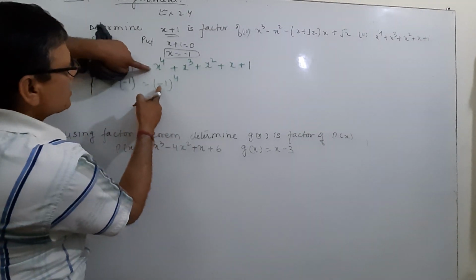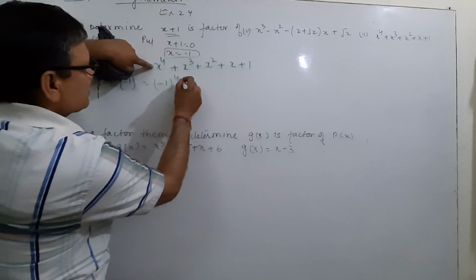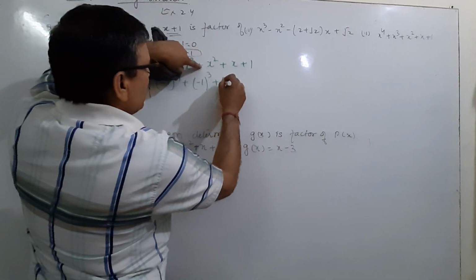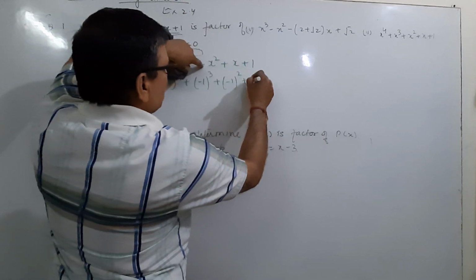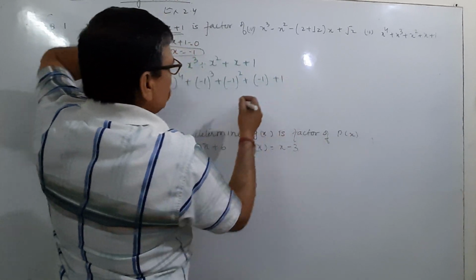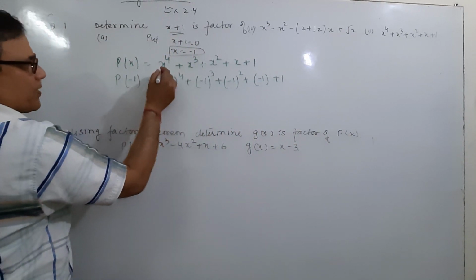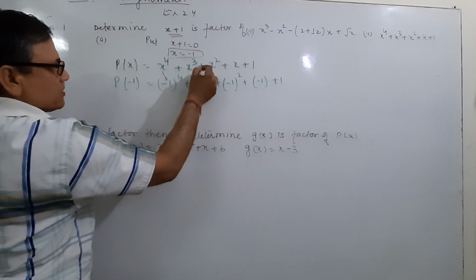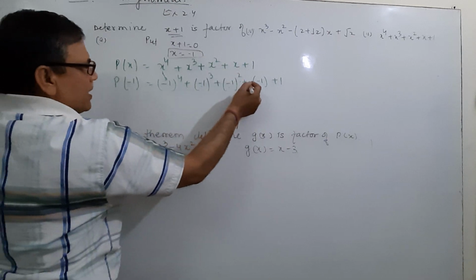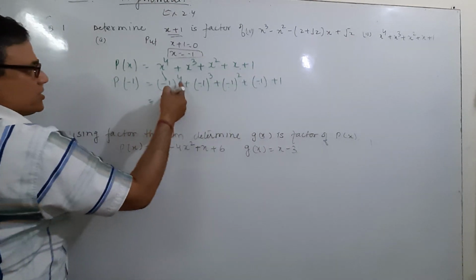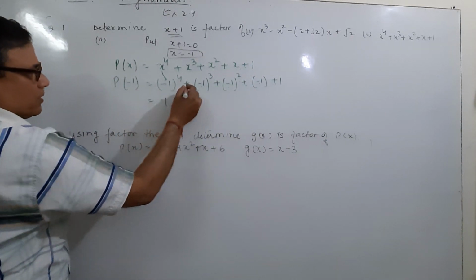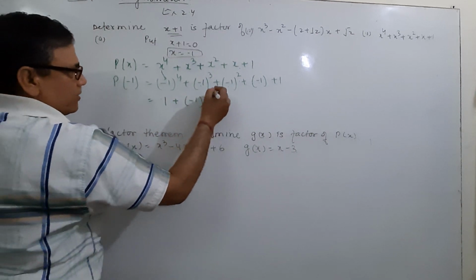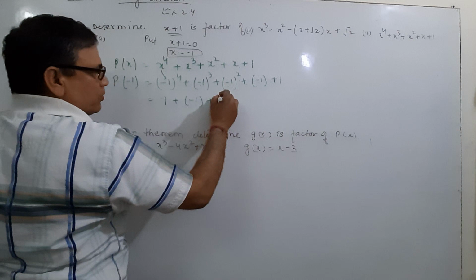We will put minus 1 in place of x: minus 1 to the power 4 plus minus 1 to the power 3 plus minus 1 square plus minus 1 plus 1. It is an even power, so the sign will be positive. Plus, it is an odd power, so the sign will be negative. Plus minus 1 to the power 2 is positive.